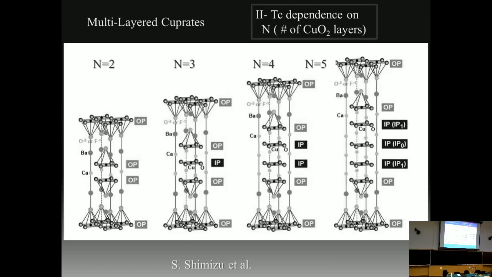Now, another thing, if you take the multi-layered cuprates, there is a very striking phenomenological issue, that is Tc increases as we increase the number of copper oxide planes. In compounds with 2, 3, 4, 5 planes, Tc increases up to 3, and after 3 it stabilizes and goes even a little bit down. So how to explain this?